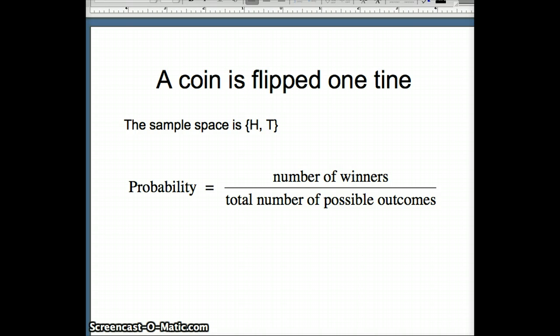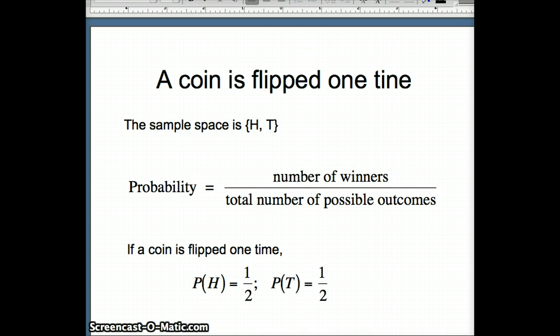And we define probability in this context as the number of winners divided by the total number of possible outcomes. So if we flip a coin one time, we ask for the probability of heads, one winner, one heads, out of two possible outcomes. Similarly, if we ask for the probability of tails, one winner out of two possible outcomes. So flipping a coin once, we expect probability of heads to equal a half. We expect probability of tails to equal a half.